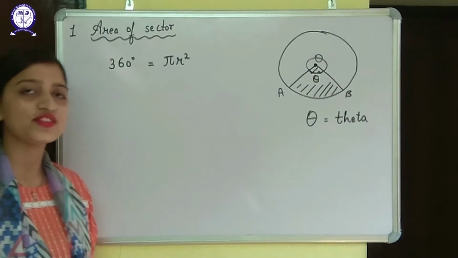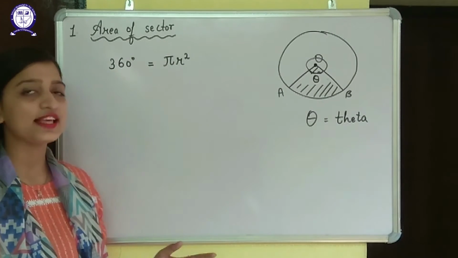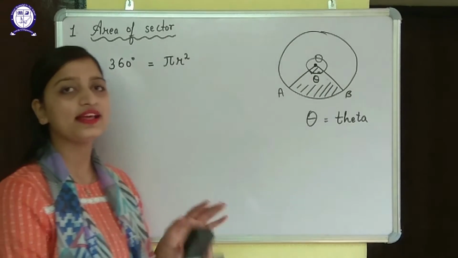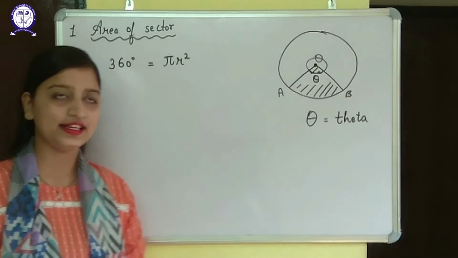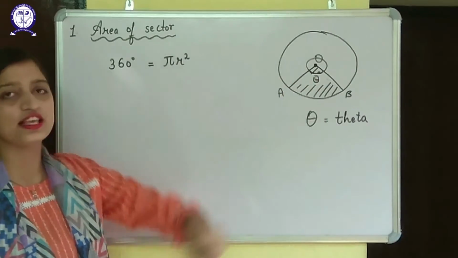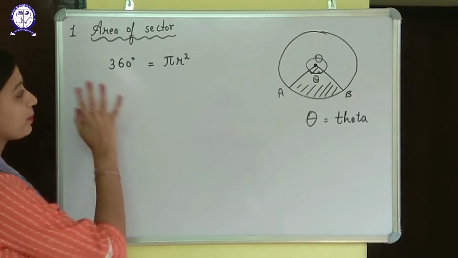In the question of sector and segment, the angle will always be given to you. It will say that angle subtended by the arc with the center is 60 degree or 90 degree or anything. Then this theta is given to you. Now look at the question.